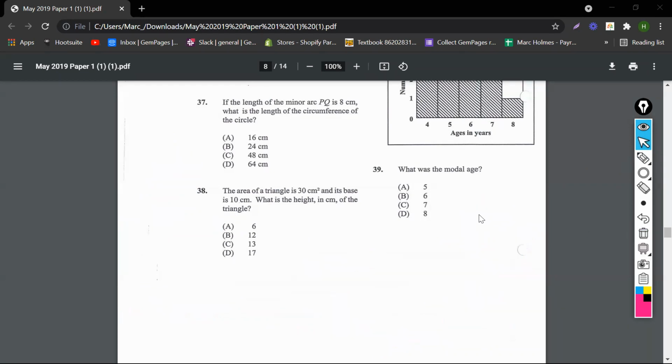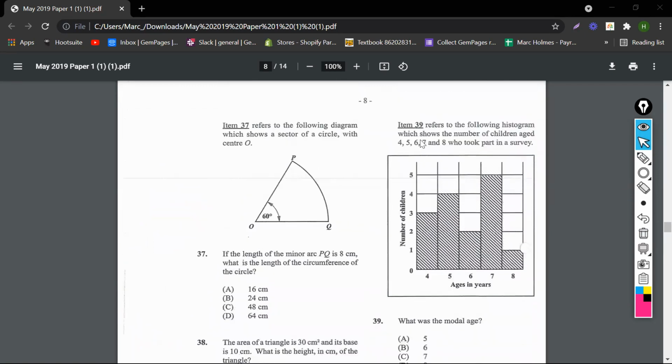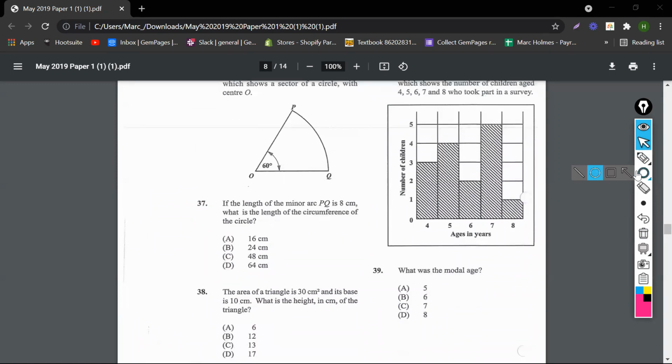That one was well easy. Let's move to 39 now. It says here, what's the modal age? Item 39 refers to the following histogram showing the number of children age 4, 5, 6, 7, 8 who took part in a survey. Guys, the mode is the one that occurs the most. So 7 here is occurring the most. So 7 is the mode. Remember, mode is the one that occurs the most, guys. So the modal age is 7 because it occurs the most.